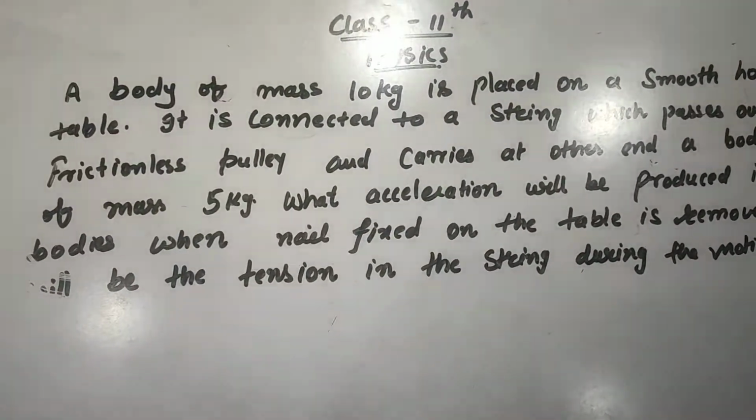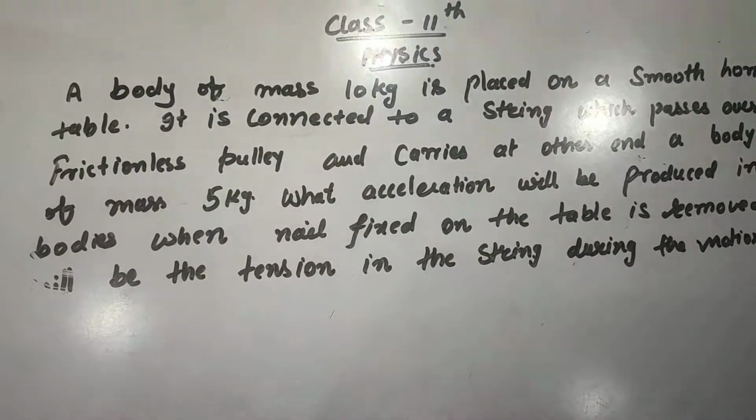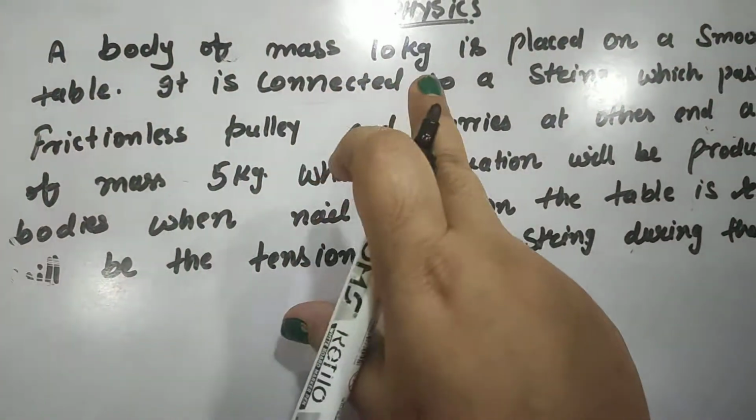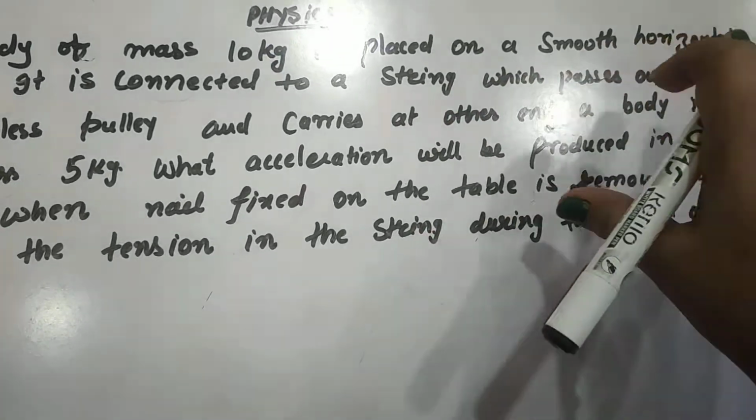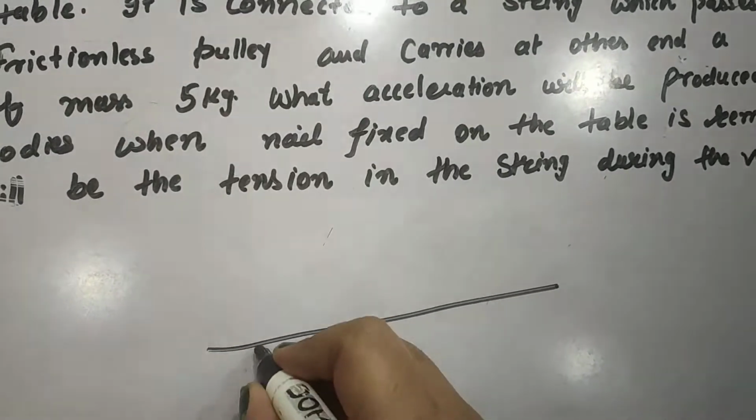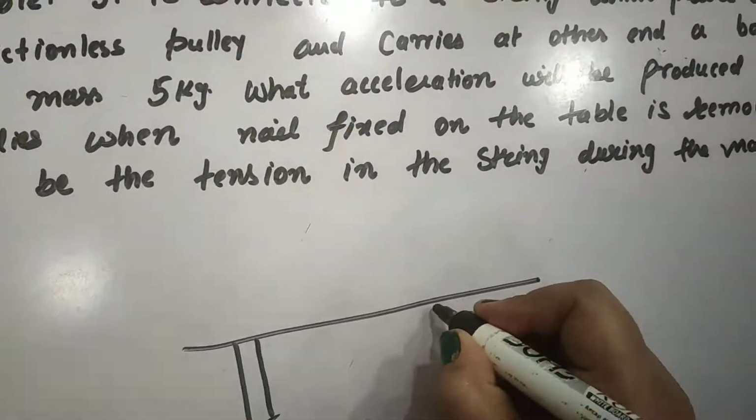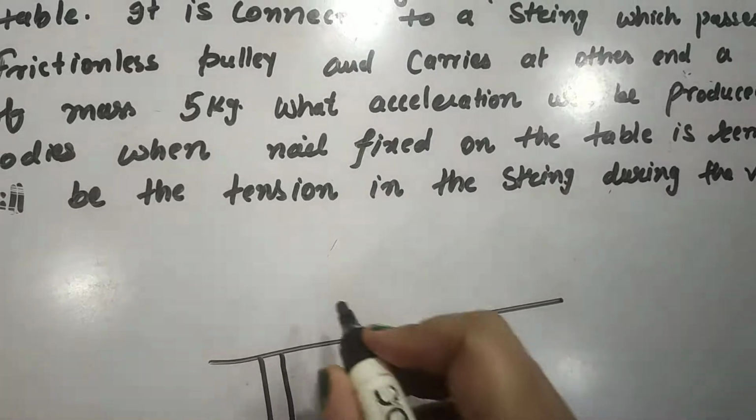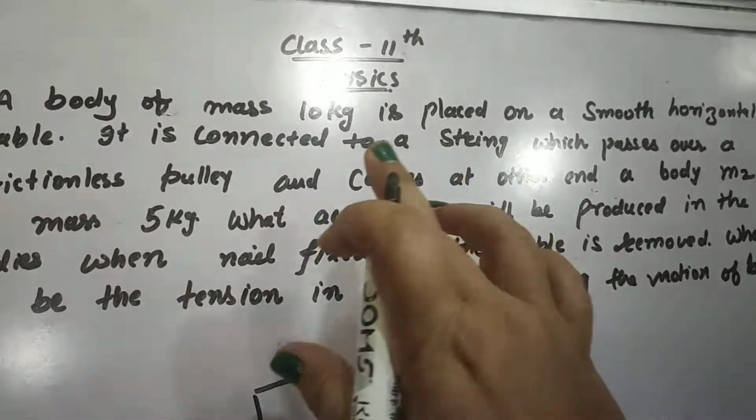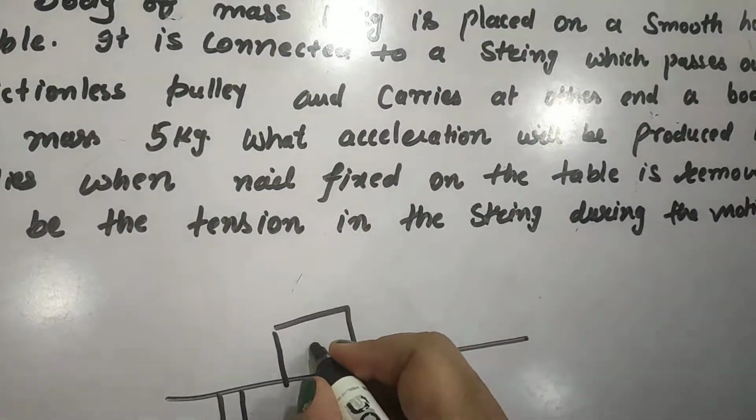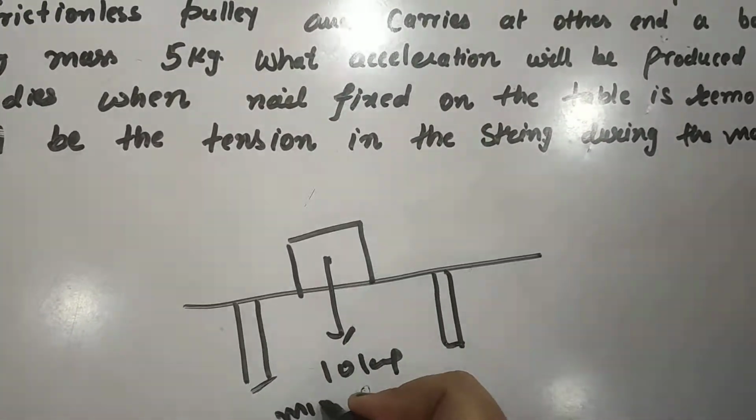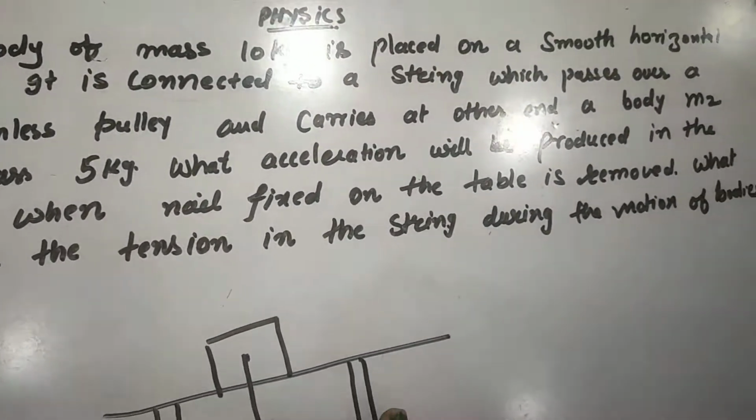Okay students, now let's do the numerical based on the connected motion. One very basic question is: the body of mass 10 kg is placed on a horizontal table. So let us draw this. This is a horizontal table, right? And a mass of 10 kg, let me write it as m1 is equal to 10 kg, is placed on a smooth horizontal table.